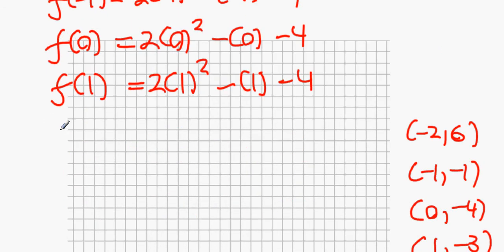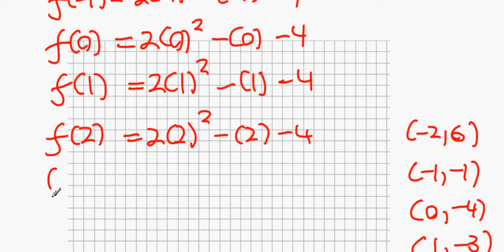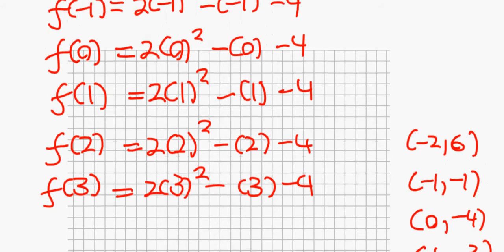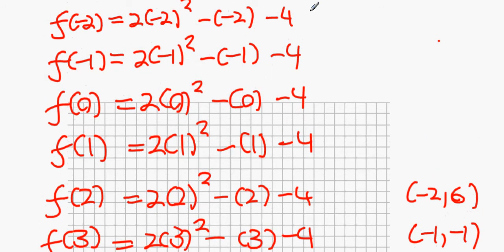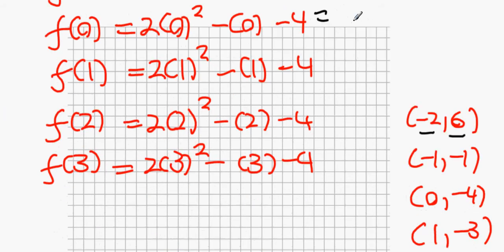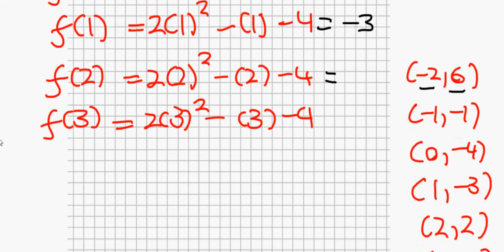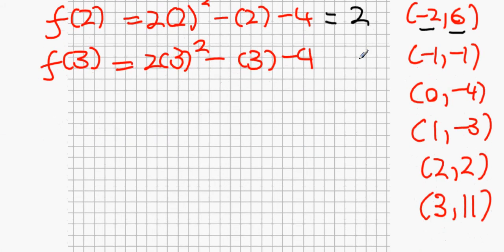The one after that being f of 2, 2 bracket 2 squared minus 2 minus 4. And finally f of 3, 2 bracket 3 squared minus 3 minus 4. Now you have the answer to each one written here. The answer to the first one is 6, because minus 2 gives you an answer of 6. The second one gives you an answer of minus 1. The third one gives you an answer of minus 4. The fourth one gives you an answer of minus 3. The fifth one gives you an answer of 2. The last one gives you an answer of 11.